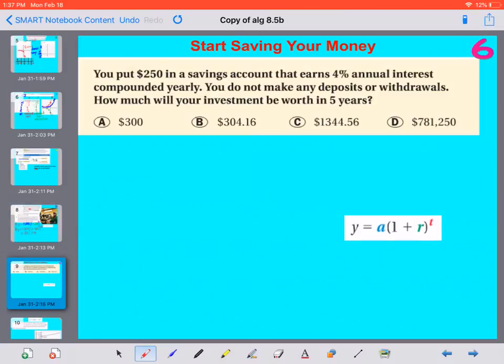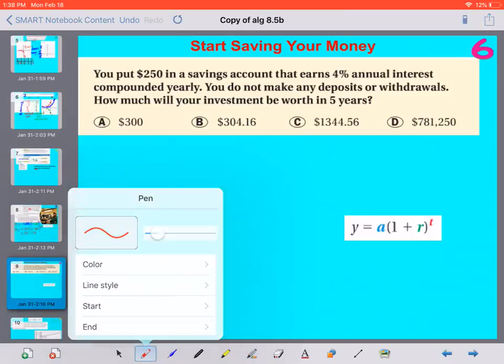Next one, we are talking about saving money, something that you guys might want to start doing once you start getting jobs in the next couple years. So it says you put $250 in a savings account that earns 4% annual interest compounded yearly. So every year you're getting 4% interest. You do not make any deposits or withdrawals. So how much money will your investment be worth in 5 years?